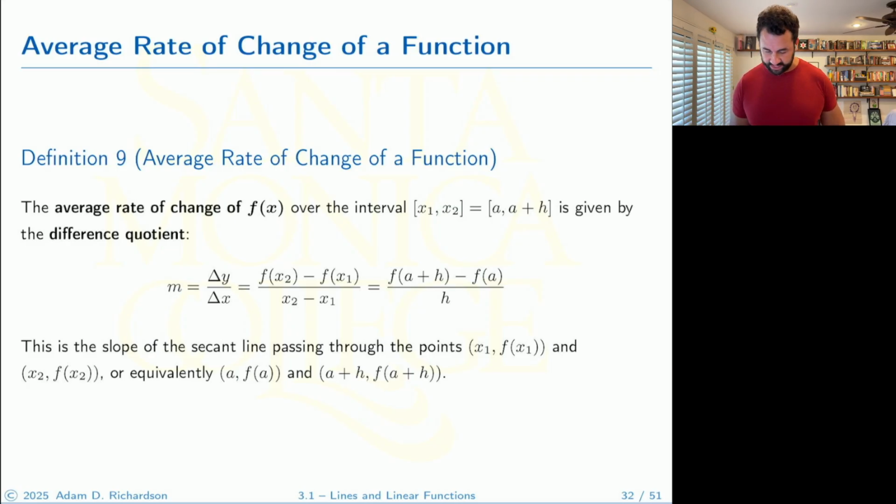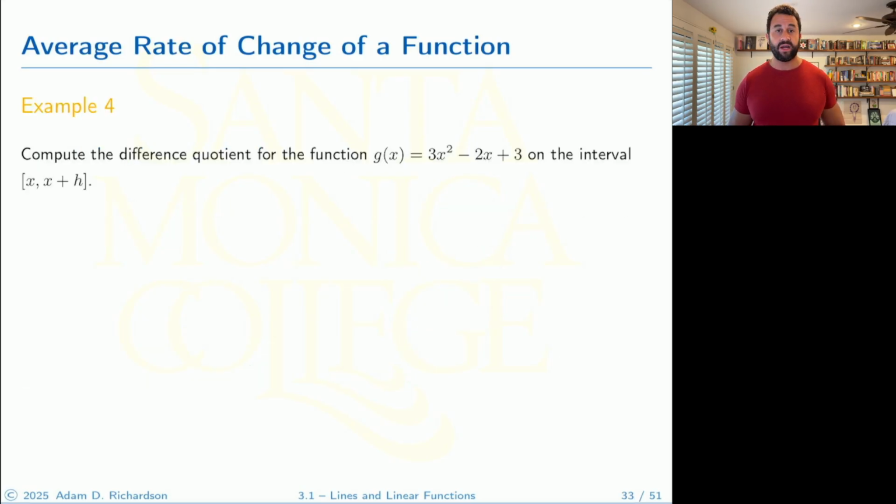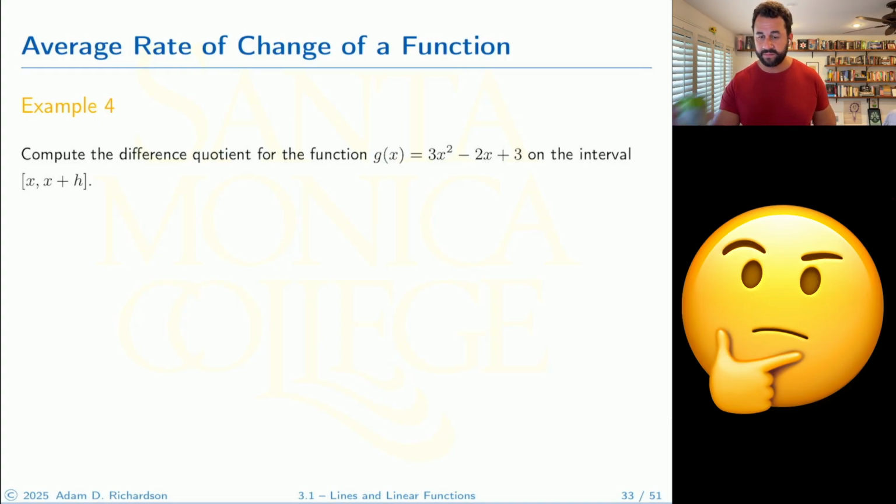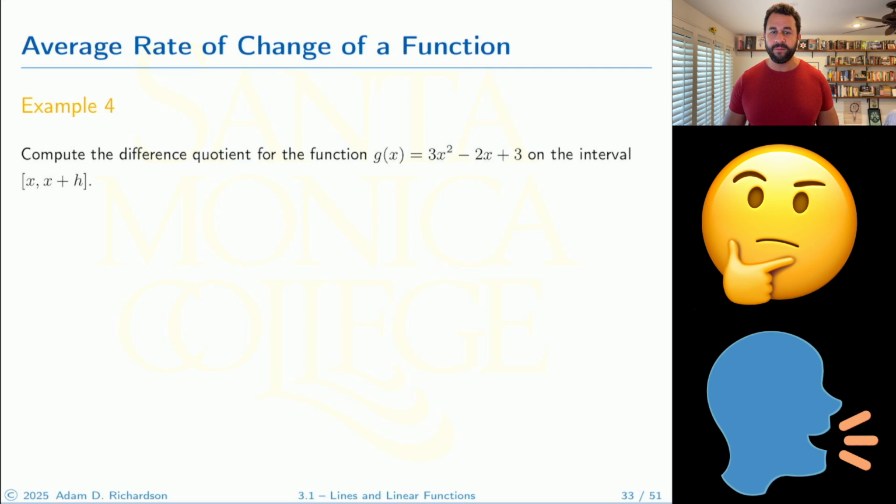Now, I will say this. Using this new form of the difference quotient, I want you to try this problem. I want you to compute the difference quotient for this function on the interval x comma x plus h. All right. So this is one where you should think about it for a minute. Hmm. Okay. Now, say something out loud to your dog, to your cat, to your hamster, to yourself. What are you going to do first? I always like to start there. What am I going to do first?